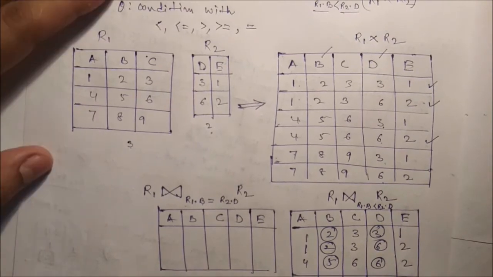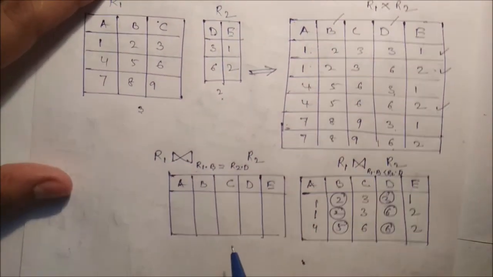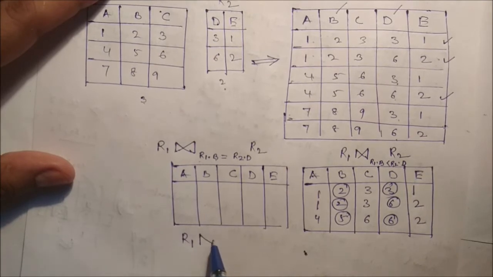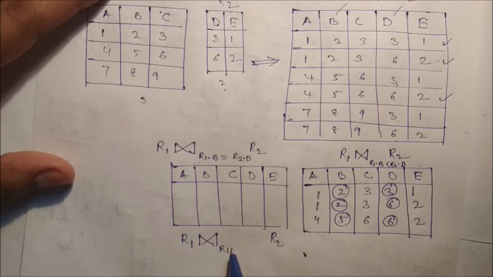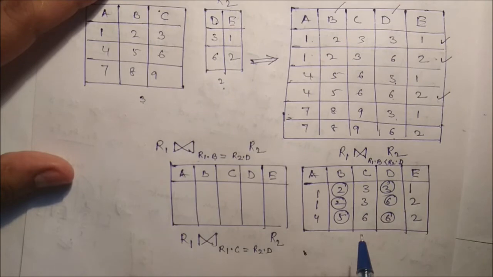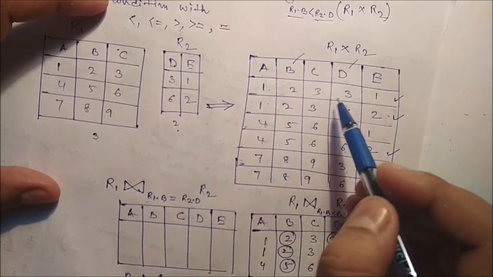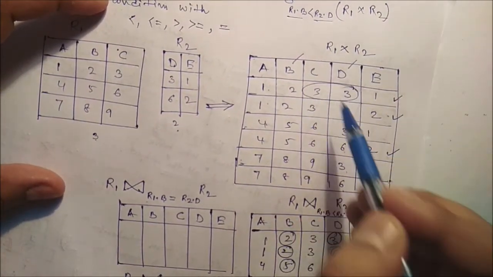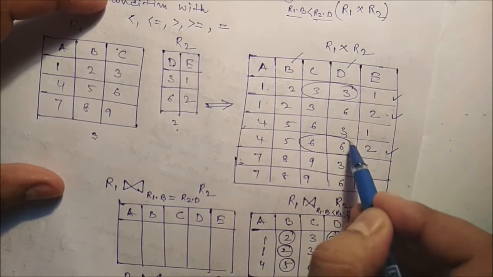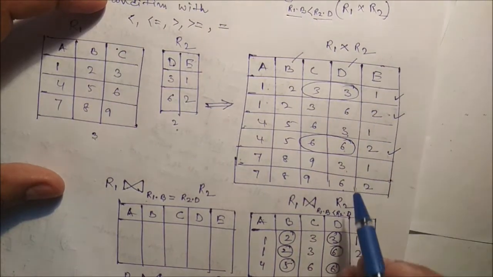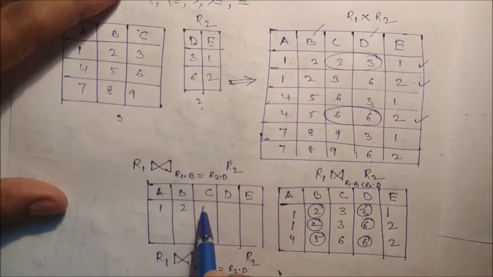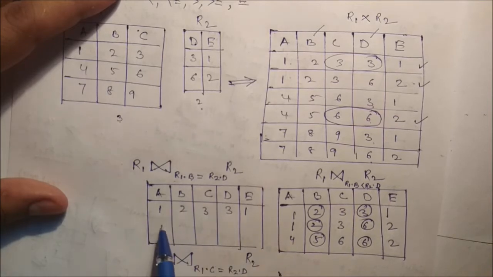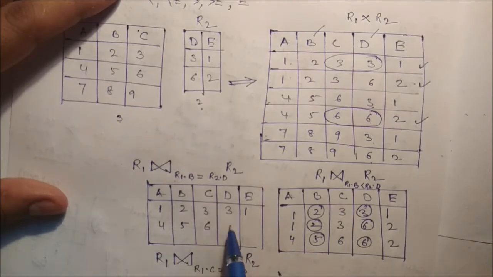Similarly we can perform another operation, R1 join R2 where R1.C is equal to R2.D. So you have to compare C and D. This one matched, C and D, so these two rows are there. The output will be 1, 2, 3, 3, 1 and 4, 5, 6, 6, 2.